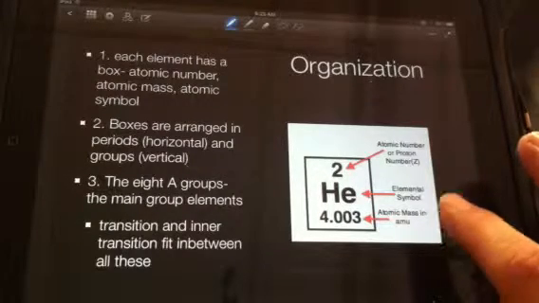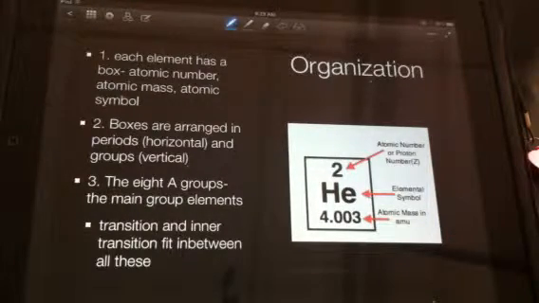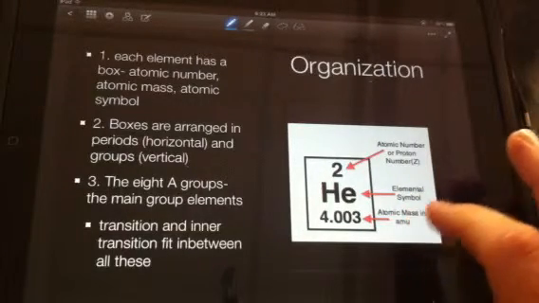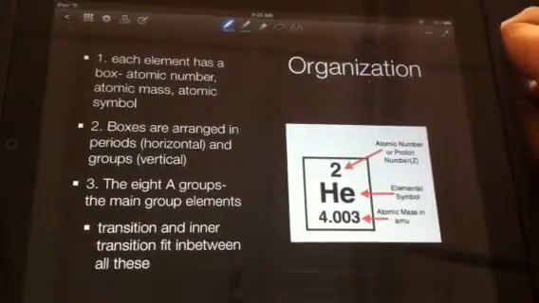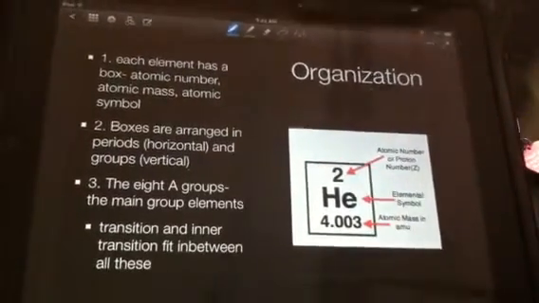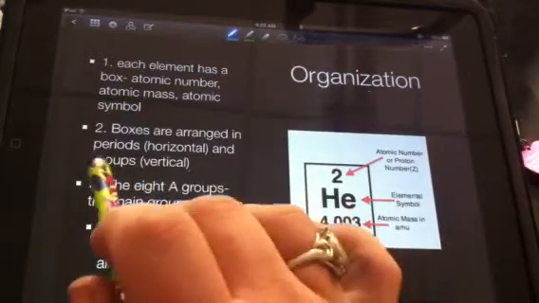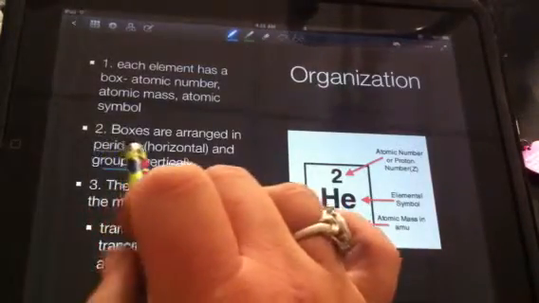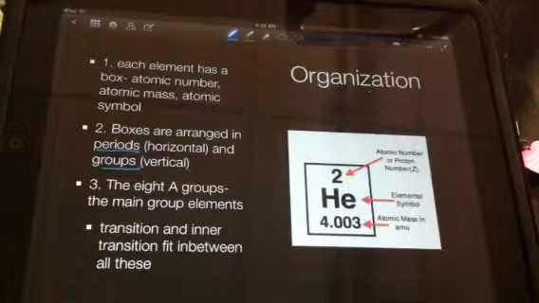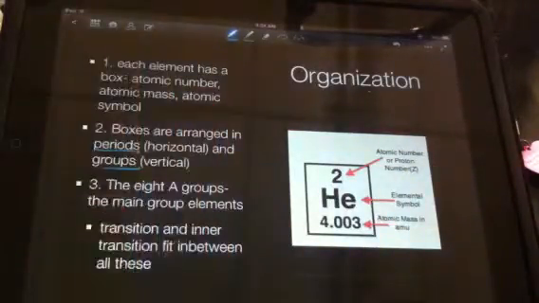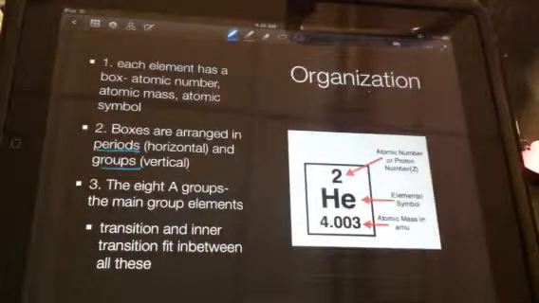Atomic mass is the number of protons and neutrons. If you have trouble remembering that, feel free to go ahead and put that down here too. Okay, now, boxes are arranged in periods, which are horizontal, and groups are vertical. These are two words that usually get confused by others. So you have periods and groups. Periods are horizontal. They go across this way. And groups are vertical.